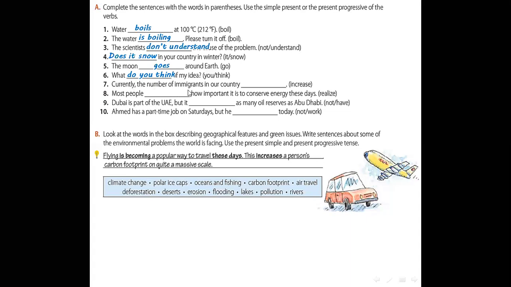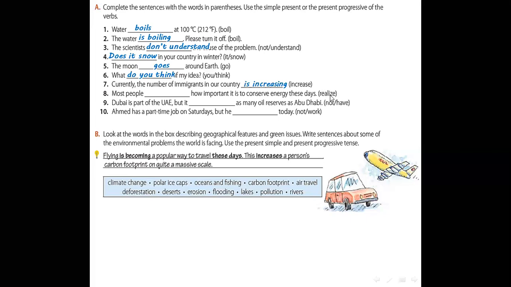Number 7, currently the number of immigrants in our country is increasing. Pay attention to the time expression here, currently. So we use present progressive. Excellent. Is increasing.